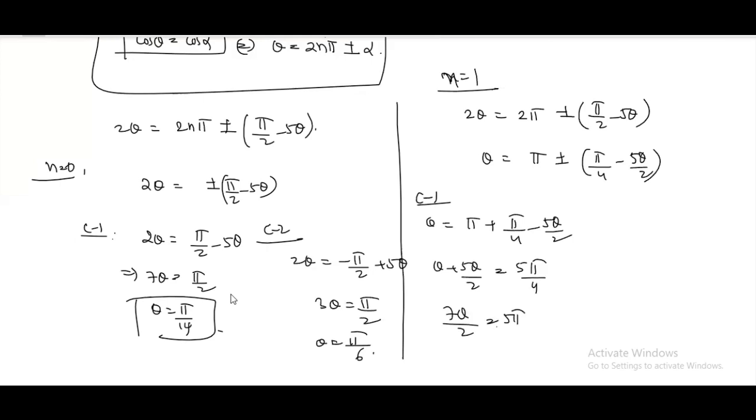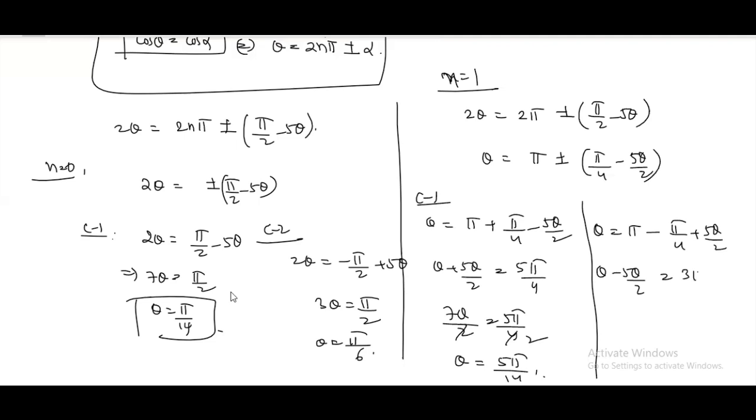We will get, 2s cancel, theta is equal to 5 pi by 14. We will get one answer. So another answer is theta is equal to pi minus pi by 4 plus 5 theta by 2. So this will be theta minus 5 theta by 2 is equal to 3 pi by 4, which you will get minus 3 theta by 2 is equal to 3 pi by 4. So 2 cancel, 3 cancel. We'll get theta is equal to minus pi by 2.